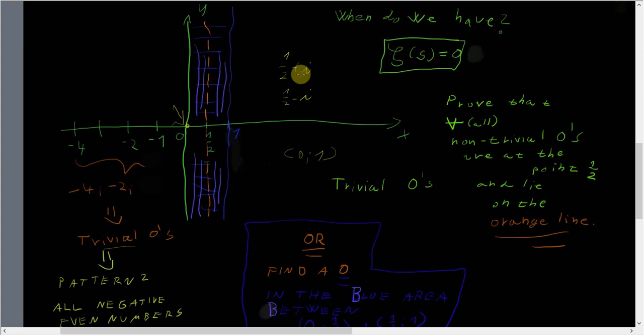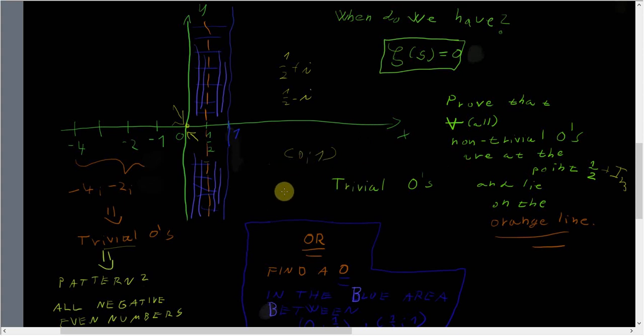And all of these values of I map to the origin, which is 0. And we have to prove that. So we have to prove that all non-trivial zeros are at the point 1/2 plus some imaginary component and lie on the orange line. So this line is supposed to be a very straight line, obviously it all goes through 1/2.